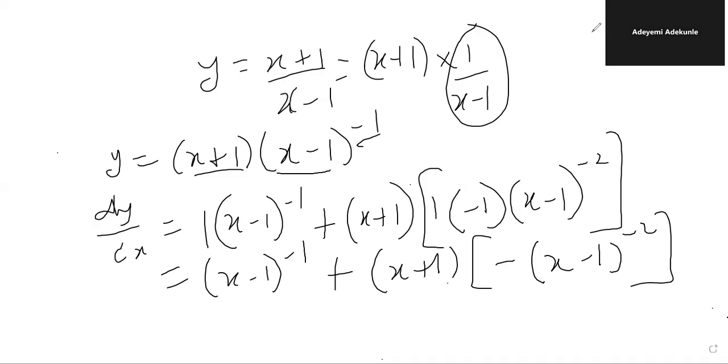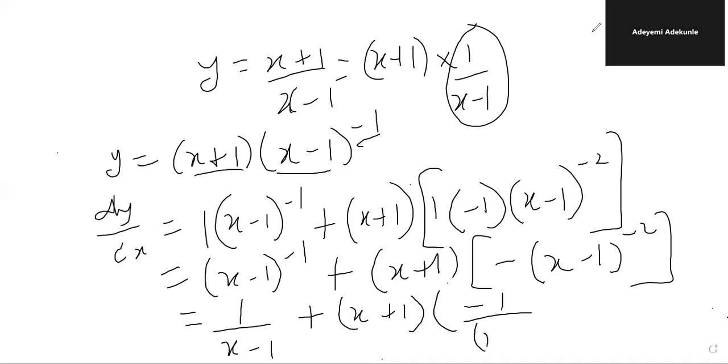All right. Now this can also be written as, I want to return it back to fractional form, 1 over x minus 1 according to law of indices, plus x plus 1 into bracket of this can be written as minus 1 over x minus 1 raised to power 2.